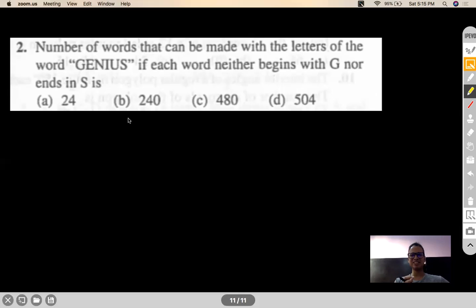This is simple. This is in fact a lighter version of the previous question. Can we finish this up in another 40 seconds? Sir, does it mean G will never begin whether or not S does? Yes. The word should never begin with G nor end in an S. It can begin with an S. It can end with a G. That is fine. But should never begin with G nor end in S.